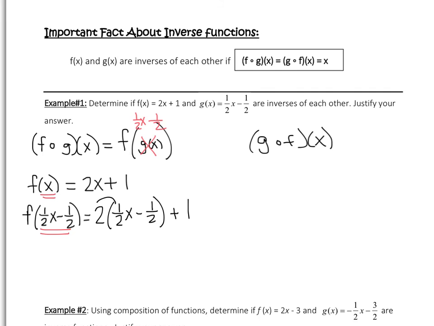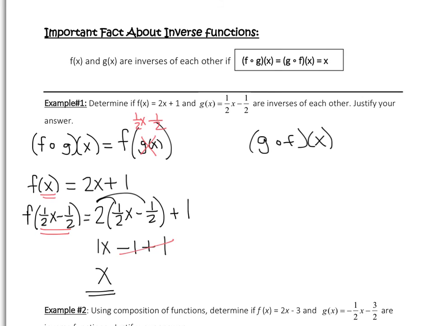So let's distribute. 2 times 1/2 is 1, so 1x. 2 times 1/2 is 1, so minus 1 plus 1. Well, let's combine like terms. These will cancel. I'm left with this 1x, or just in fact x. So this came out to x. Now we just got to see that the other side does as well.